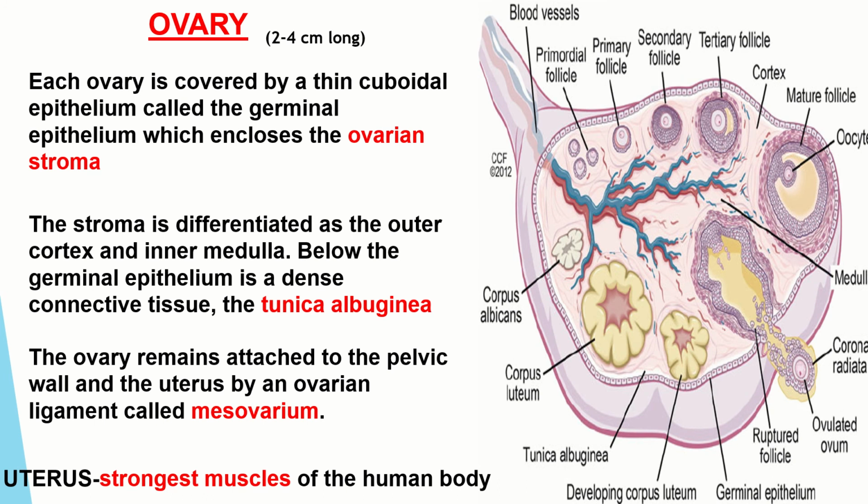So this is the structure of the ovary. The length of the ovary is 2 to 4 centimeters long, and it is covered by cuboidal epithelium cells. So these are all cuboidal epithelium cells.